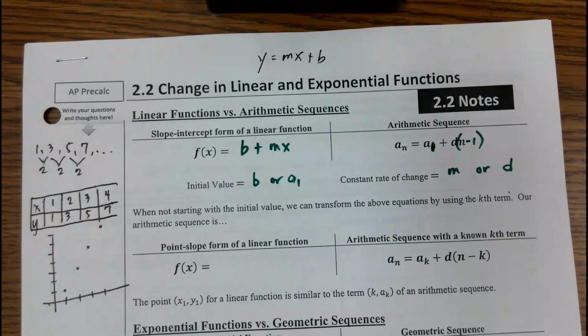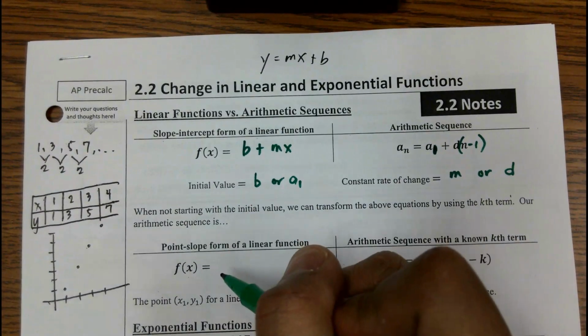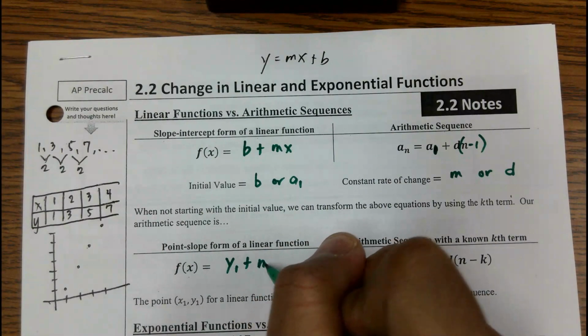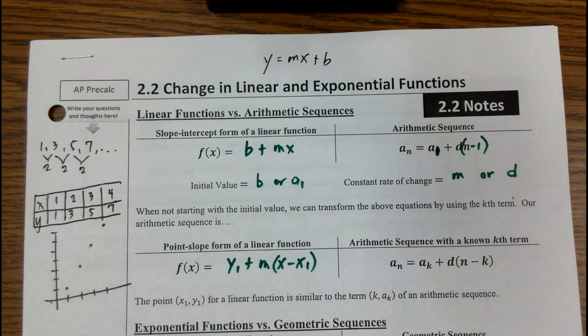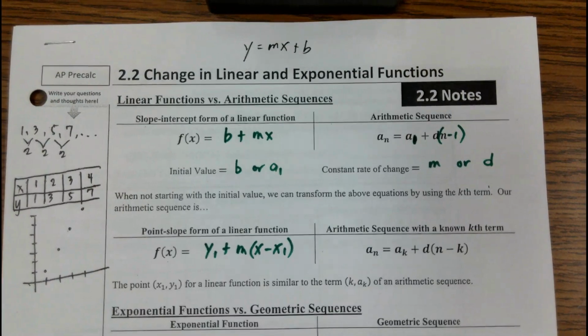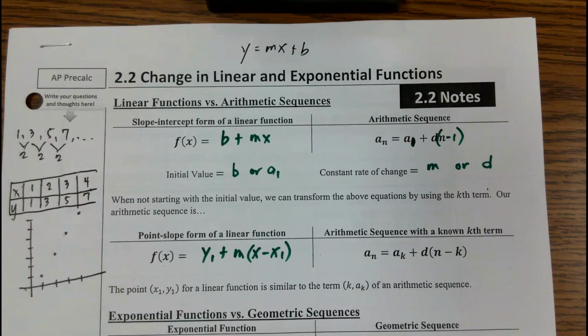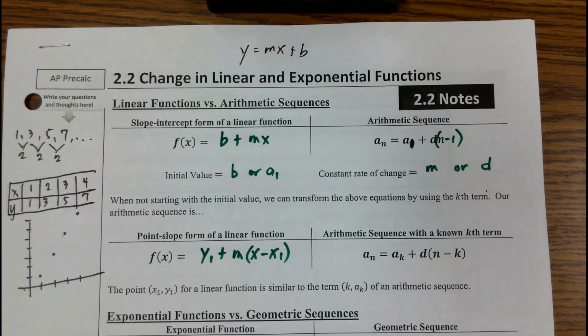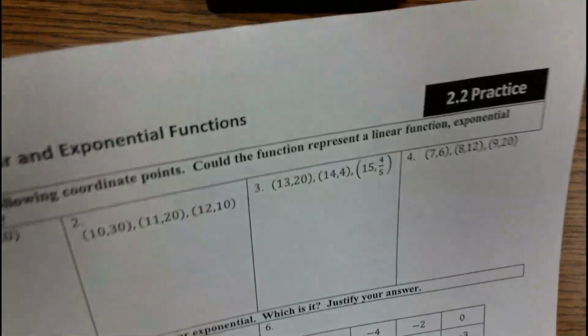Okay, and then on the linear function side, we also have this format, plus m, x minus x sub 1, if you're given 2 points, and then we have this for the arithmetic sequence. And then could you please jump to page 3 where it's labeled practice. Let's try on examples to identify them.